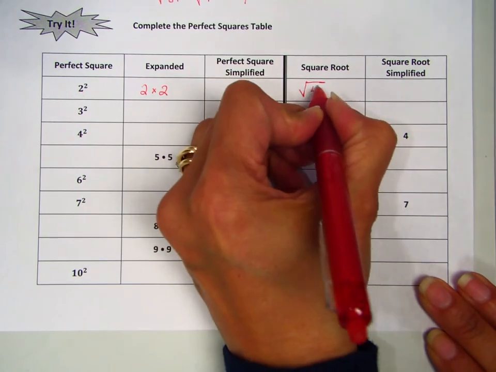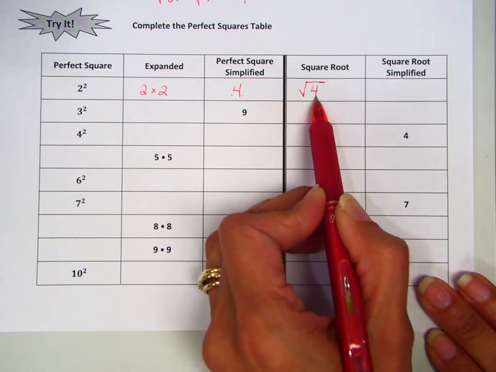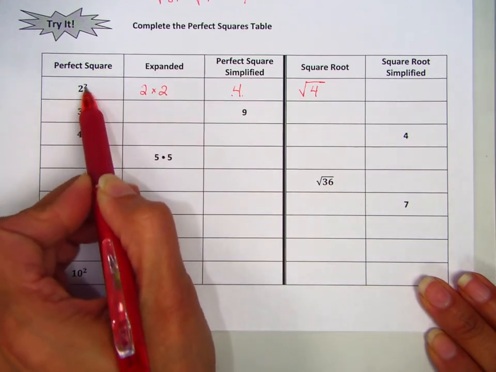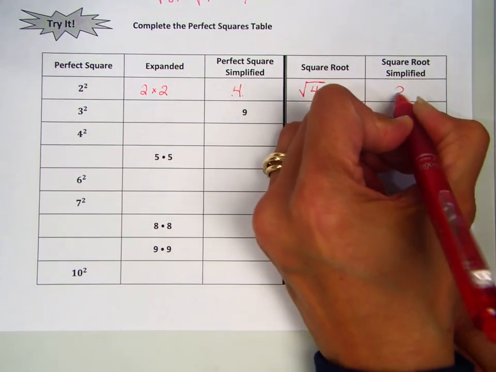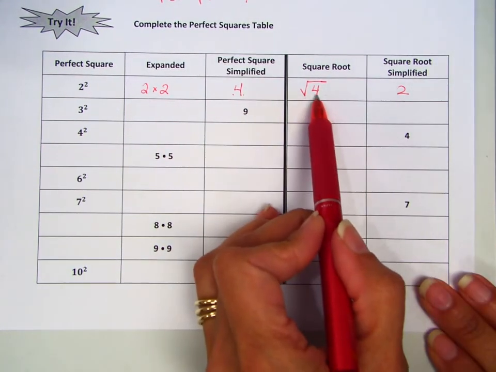So I want the square root of the 4. And that says what 2 factors are multiplied together to get that 4. Well, we already know it's 2 times 2, so I just want the base, which is 2. So the square root of 4 is 2. It is not a division symbol.